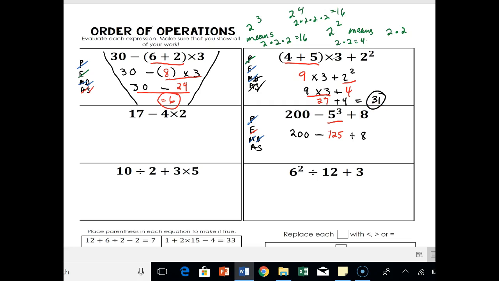So I'll do 200 minus 125. That will give me 75. And then 75 plus 8, that's my addition. That's the only thing left over. That will give me my answer of 83. Okay, and no more left over, so 83 is my answer.